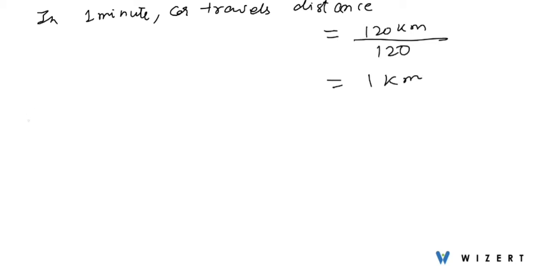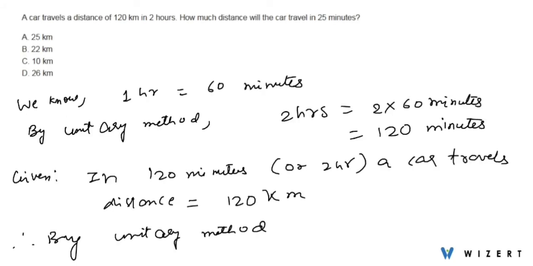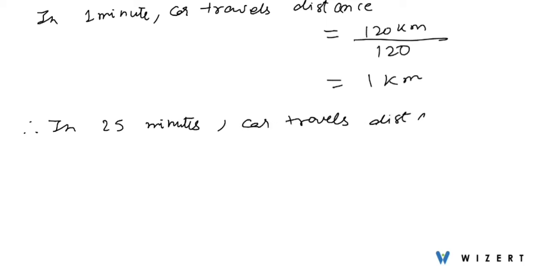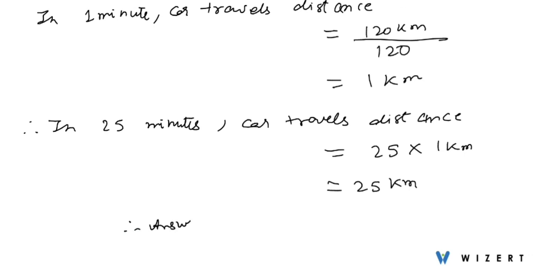Now we have to find how much distance the car will travel in 25 minutes. So in 25 minutes, the car travels a distance equal to 25 multiplied by 1 kilometer, which is equal to 25 kilometers. So 25 kilometers is the answer, which is option A. Hence we can say that the answer is option A.